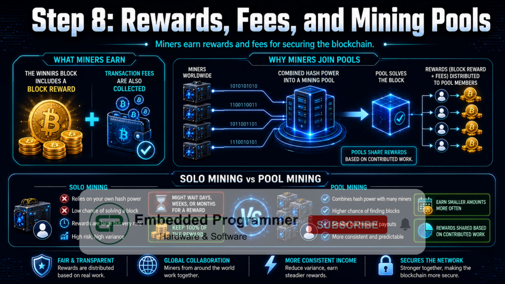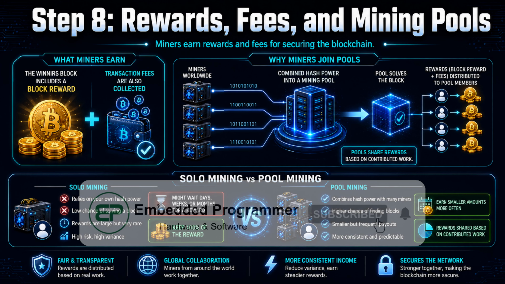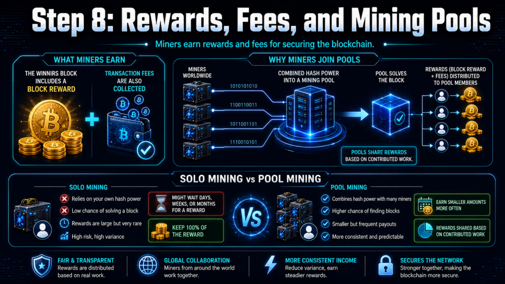Miners are financially rewarded for contributing computing power and securing the blockchain. The successful miner receives two main forms of income: the block subsidy and transaction fees. The block subsidy consists of newly created cryptocurrency. In Bitcoin, this reward is reduced approximately every 4 years through an event known as the halving. The miner also collects the fees from all transactions included in the block. These rewards create an economic incentive for miners to follow the rules and continue protecting the network.